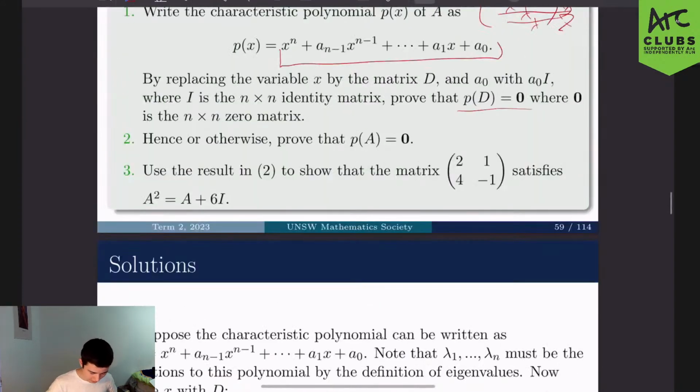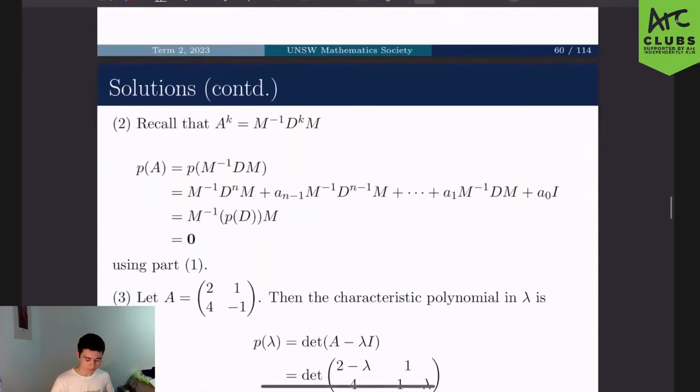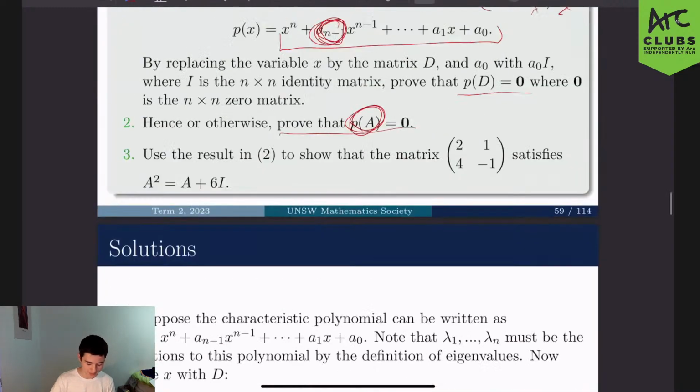Okay? So, part 2, question 2, we're going to prove that P of the matrix A is going to be 0. Now, remember, the matrix can be broken down to this, and so when we take P of this matrix, we can break down all of our constants and multiply them by our diagonal matrix. Once we do that, by grouping it like this, we get M inverse multiplied by P of D times M, and because P of D equals 0, we just get 0. Done. Proven. We're happy.